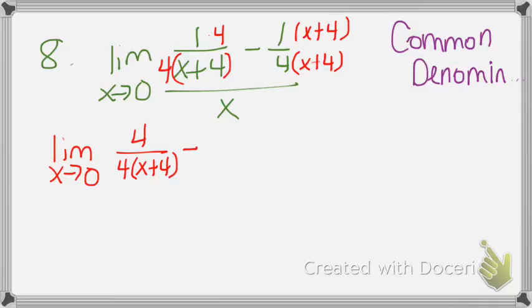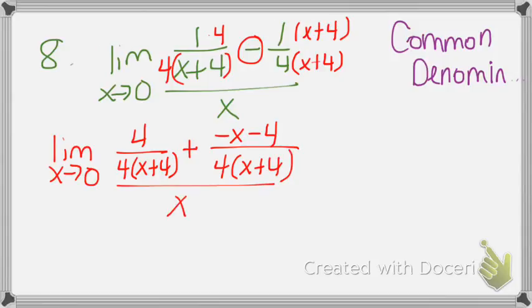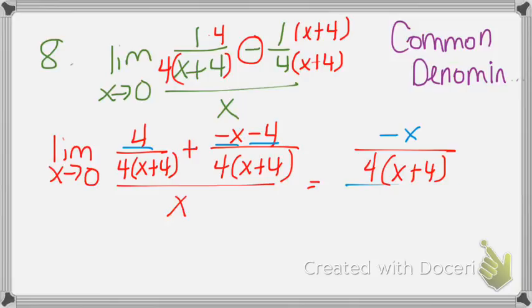minus, now this minus goes to the x and the 4, so I'm going to change it to plus and make that minus x minus 4. Alright, now on top, since I have a common denominator, I'm going to combine that. So 4 plus negative x minus 4, that's going to give me negative x. And then I have it over x on the bottom.